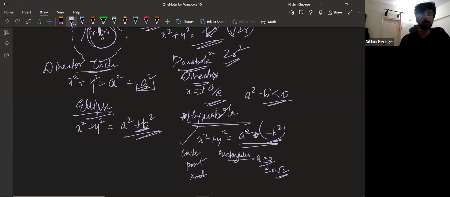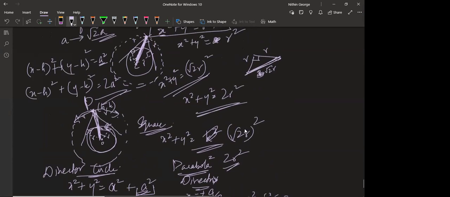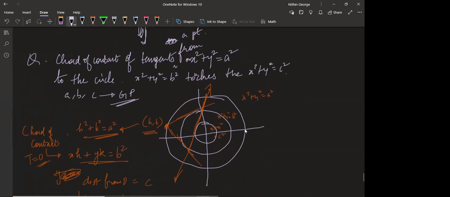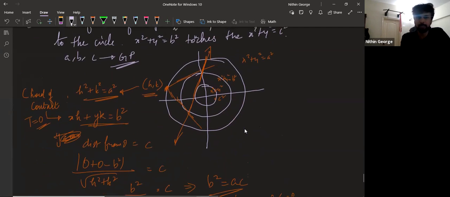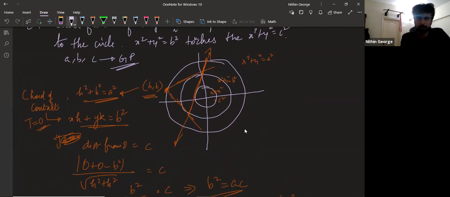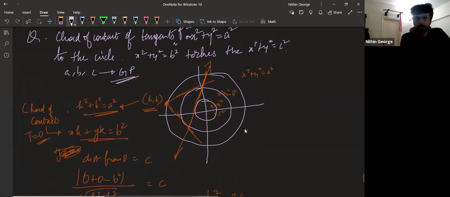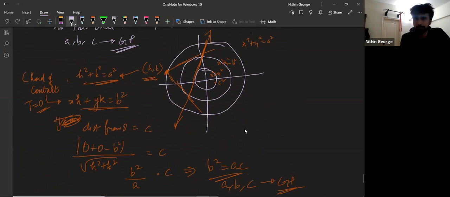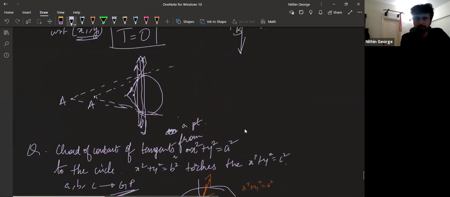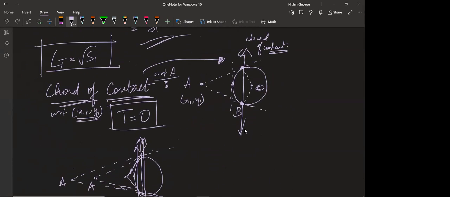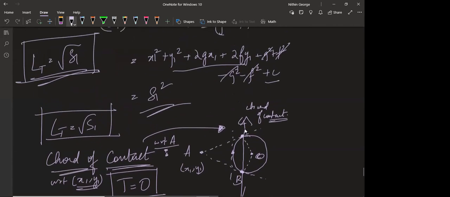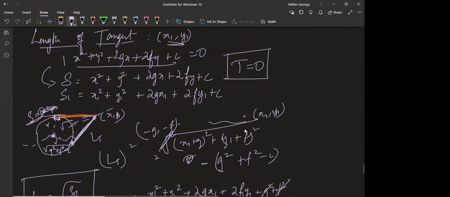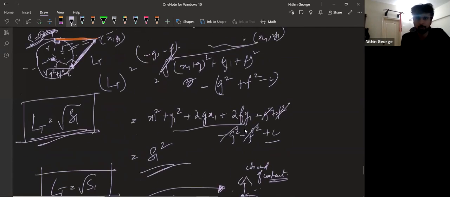Okay, now this is the director circle. Now, the chord of contact is the same for ellipse, hyperbola and parabola also. Okay, is that clear? T equal to 0. Okay, guys? Yes, sir. The length of tangent is also the same, root of S1.